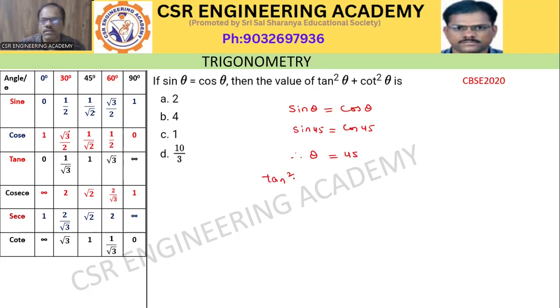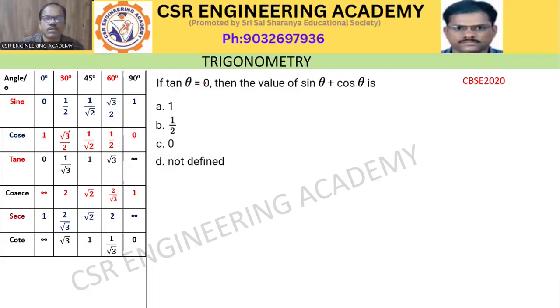Tan square theta plus cot square theta is equal to tan square 45 plus cot square 45, which is equal to (tan 45 degrees is equal to 1) whole square, 1, plus (cot 45 degrees is equal to 1) whole square, 1. 1 plus 1 is equal to 2. Option A.